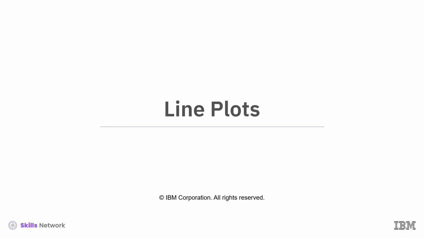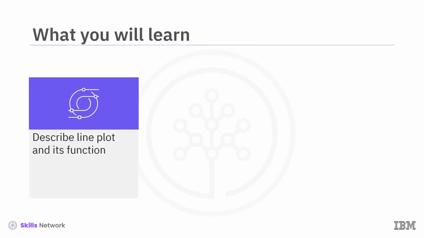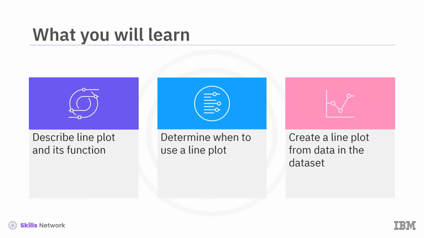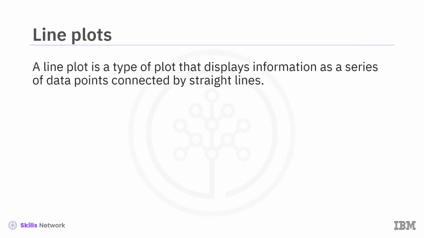Welcome to Line Plots. After watching this video, you'll be able to describe line plot and its function, determine when to use a line plot, and create a line plot from data in the dataset. So, what is a line plot? As its name suggests, it's a plot that displays information as a series of data points connected by straight lines. It is one of the most basic types of charts and is common in many fields, not just data science. Let's identify when to use a line plot.